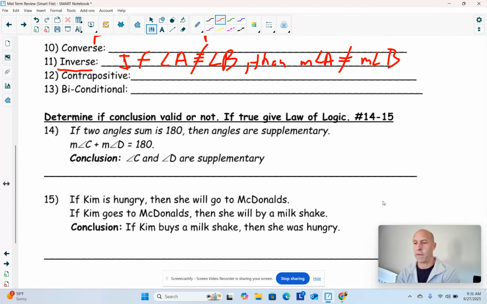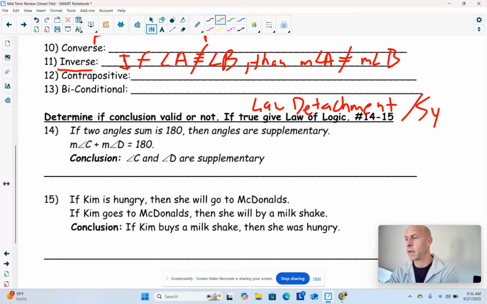Numbers 14 and 15, this is what we just went over in chapter 2. So these are the laws of deductive thinking. So either the law of detachment, I'm just going to mention those, the law of detachment, or the law of syllogism. These are going to be the reasons if they work. So you've got to check that they work, but that's how you'll do 14 and 15.